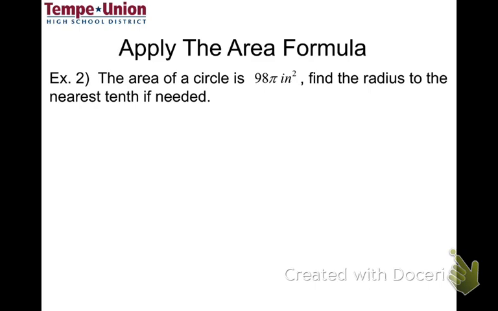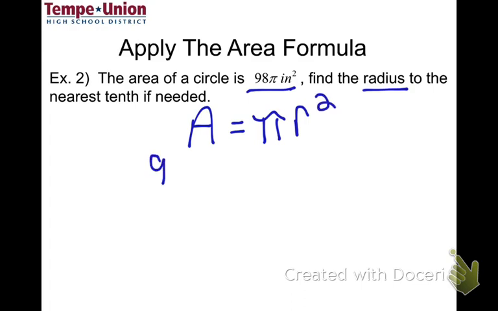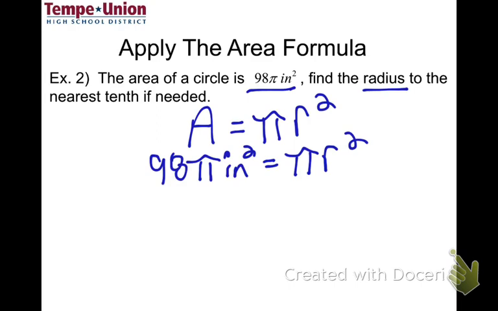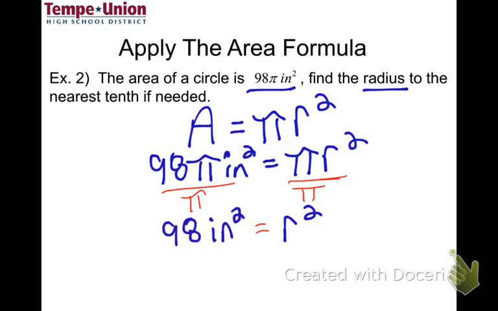Next problem, the area of the circle is given, so we're supposed to figure out the radius. I like to write the formula first. So area equals pi r squared. The area is 98 pi, and we could put our inches squared in there if we want, equals pi r squared. If we're going to solve for r, we have to get rid of everything on that side. So we're going to divide by pi. That would give us r squared equals 98 inches squared.